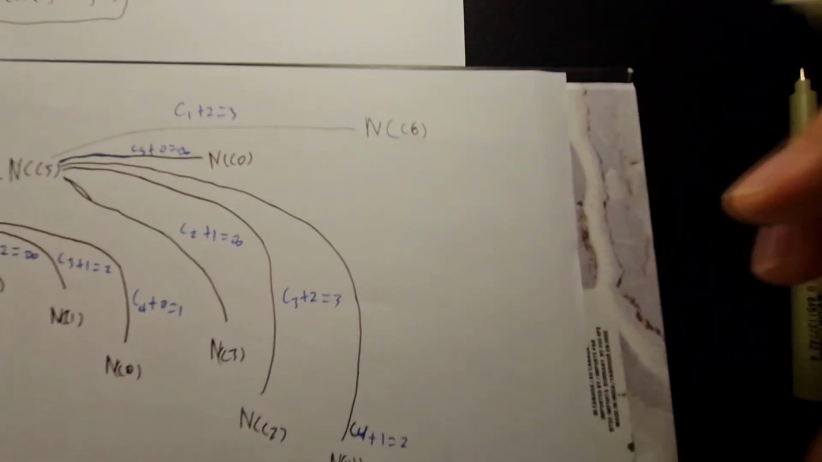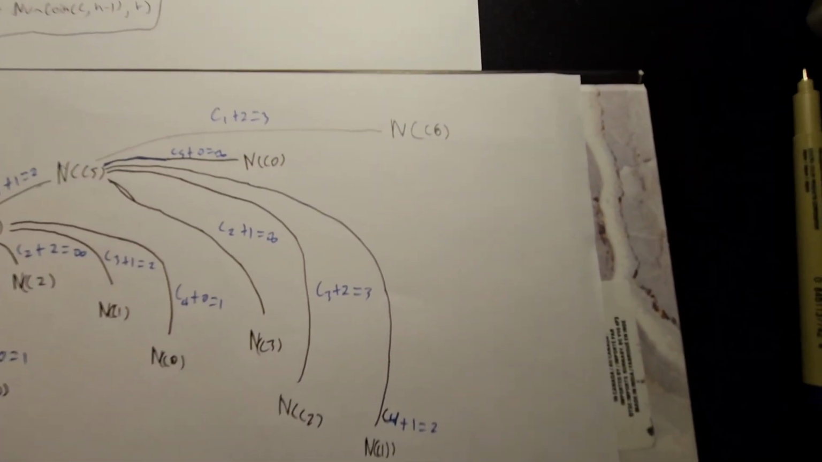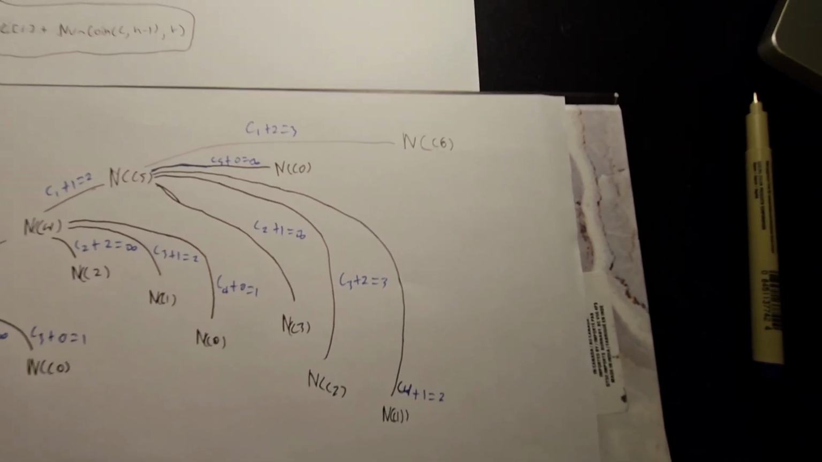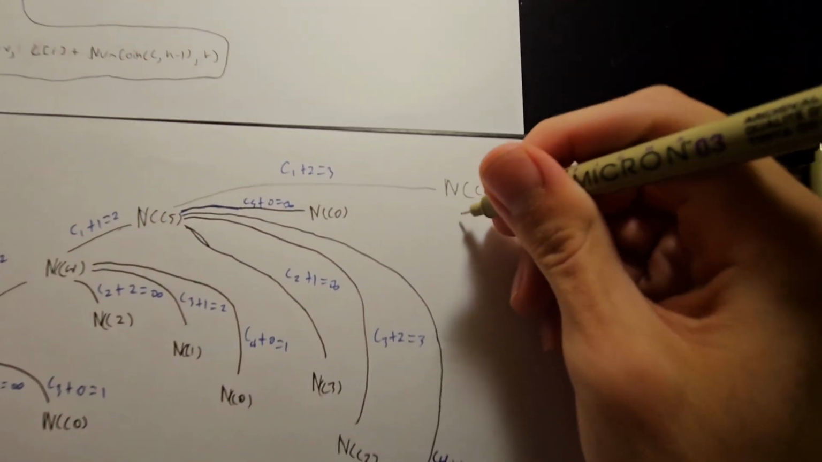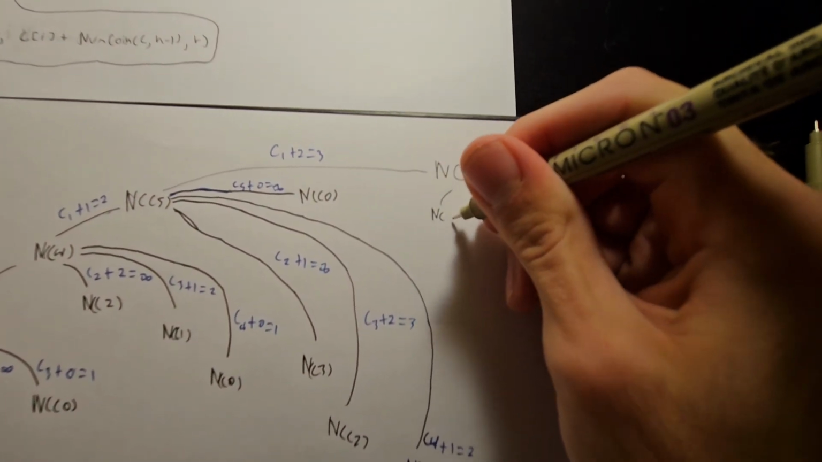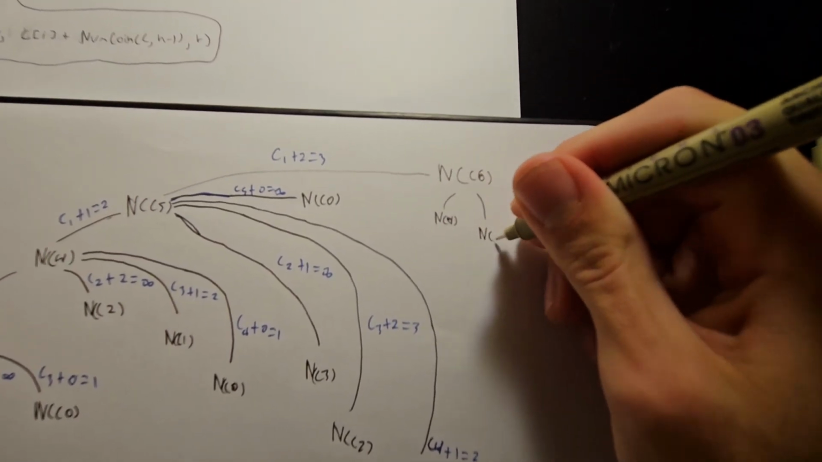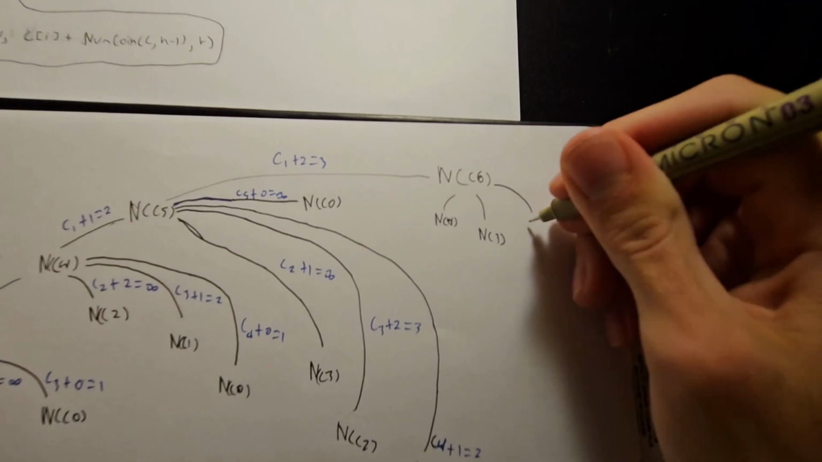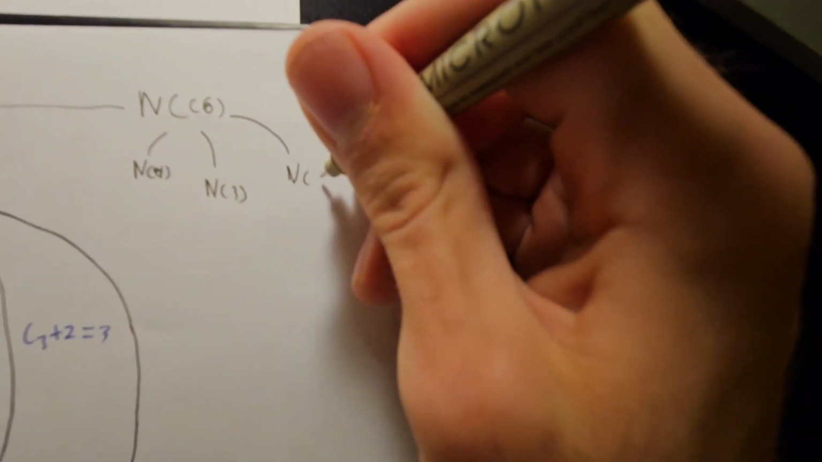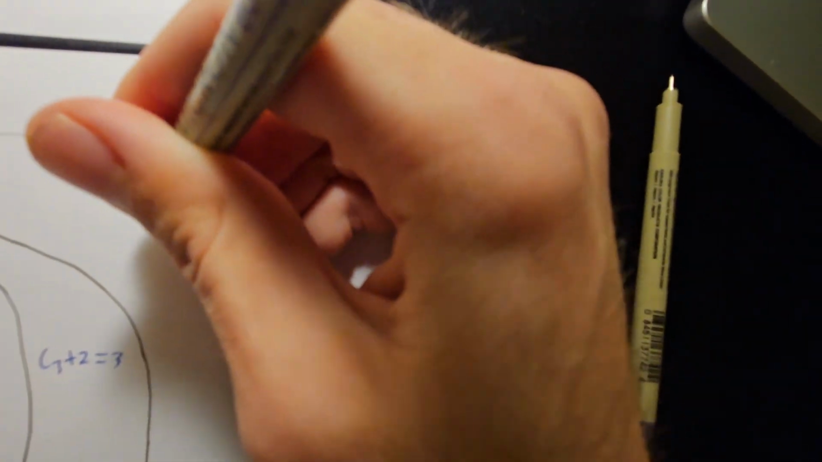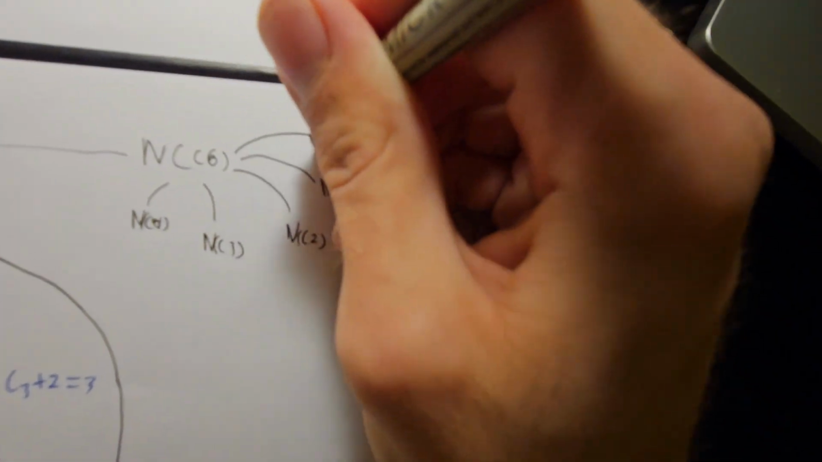So NC6 is going to go to NC4, NC3, NC2, NC1, missing some C's there, and NC0.